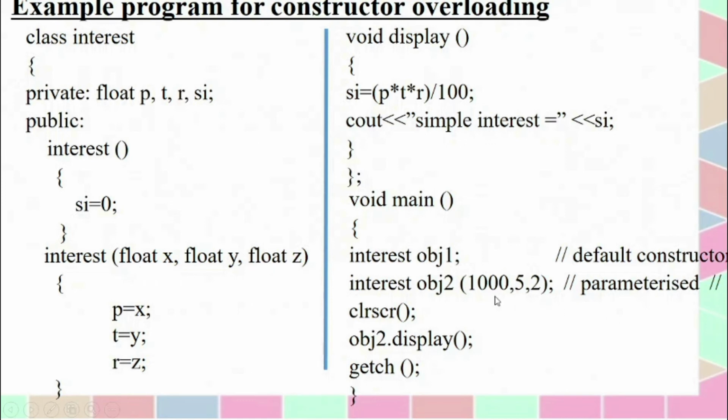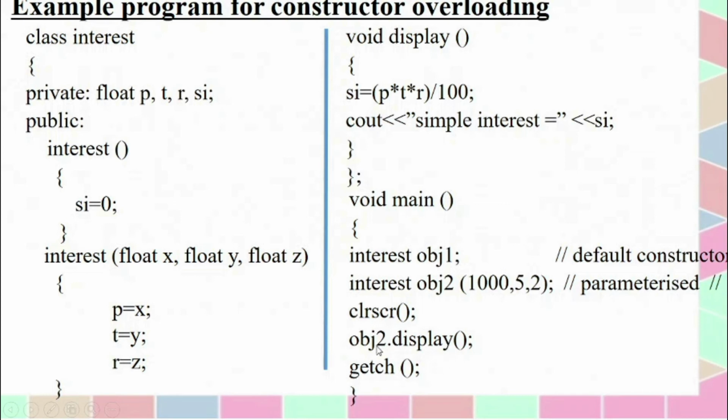These 1000, 5, 2, these three arguments will be passed to these x, y, z variables. This x will be assigned to p, that is 1000 will be assigned to p, and the y value, that is 5, will be assigned to t, and the z value, 2, will be assigned to r. So all these p, t, r will get the values from the void main program with the help of the parameterized constructor.